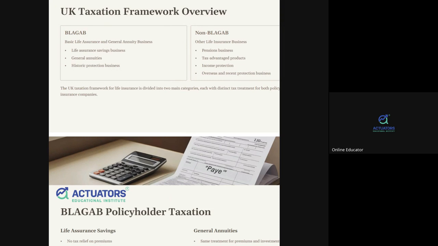So it becomes unfair to an insurance company that's only selling protection business, compared to an insurance company that is selling both protection and savings business. At that point they realized this does not set a level playing field. So they transferred term business to non-BLAGAB, and said all protection business sold from January 2013 onwards will be taxed under the trading profit basis.